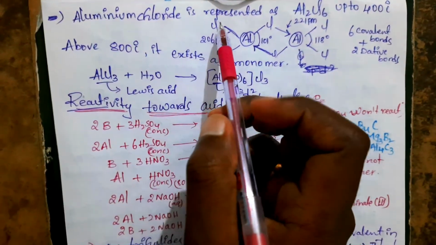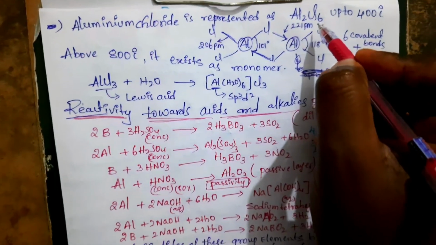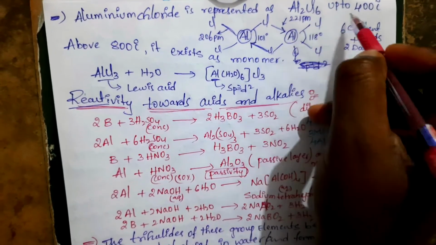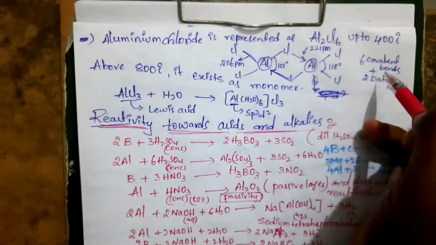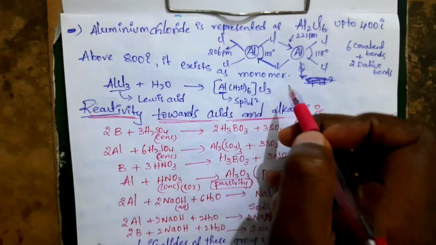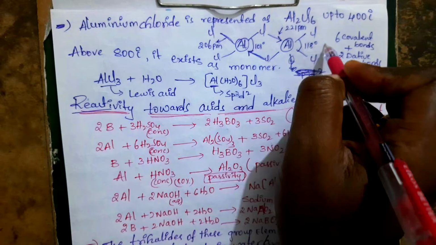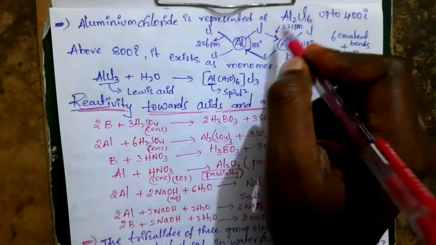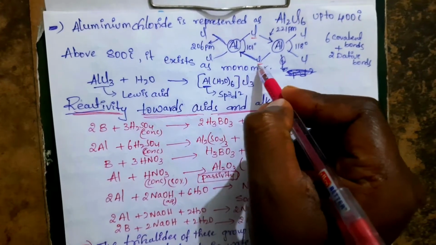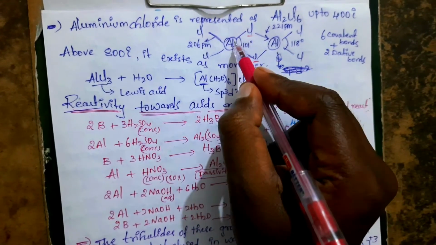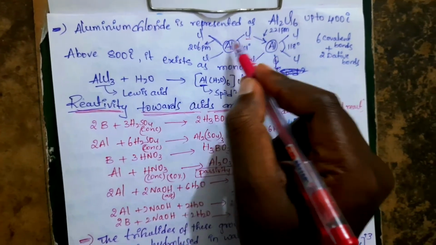Now aluminium chloride is represented as Al2Cl6. Generally aluminium trichloride exists in dimeric form. Up to 400 degrees Celsius it will exist in dimeric form. Above 800 degrees Celsius it will exist as monomeric form. The dimeric form of aluminium chloride will have this structure. Here these two chlorine atoms are called bridged chlorine atoms. Here only 2 electrons are shared between the 3 atoms.